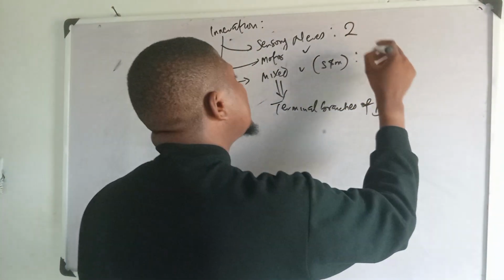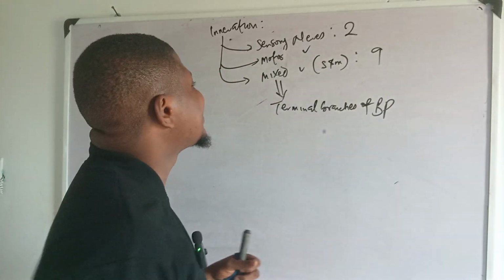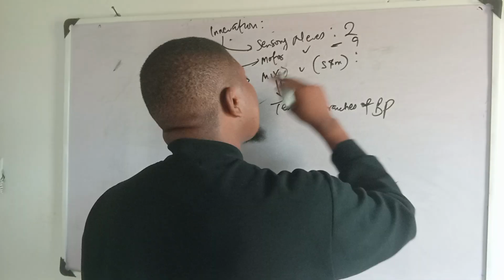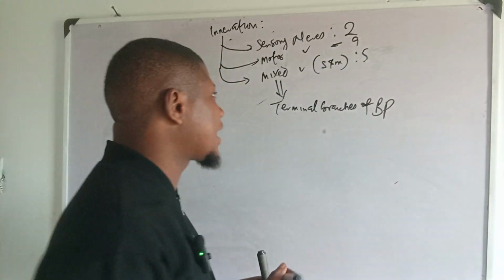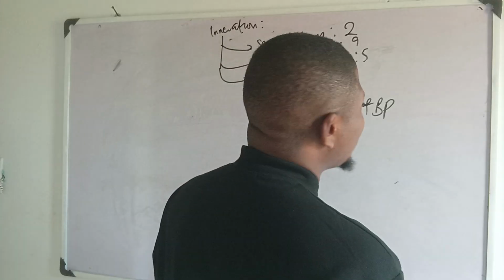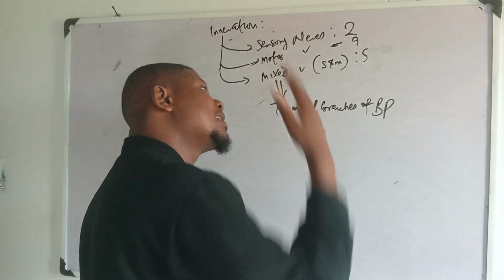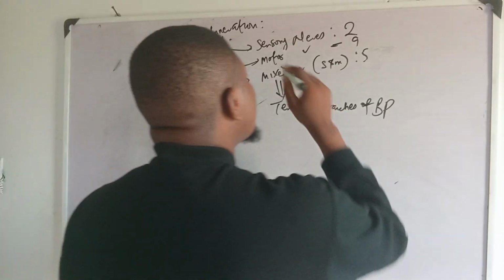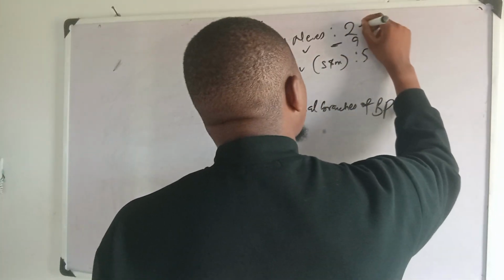So the sensory ones, they are just two. Then the motor one is 9, and this one is 5. Let's check. If you actually check, you see that this is 16. That one I explained. We said it's 17 branches, but we are getting 16 here. Don't worry, you understand.